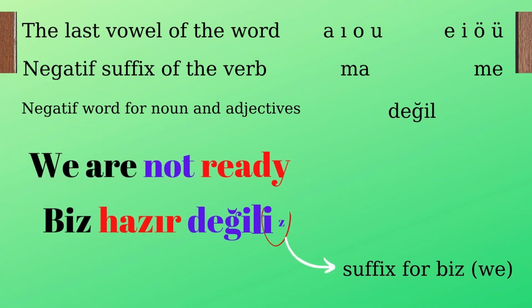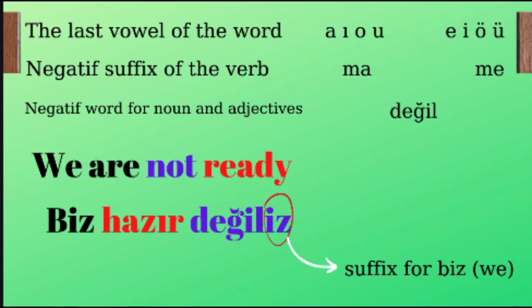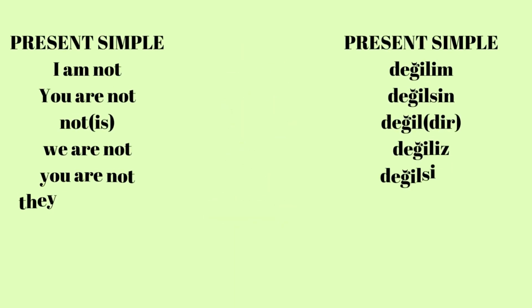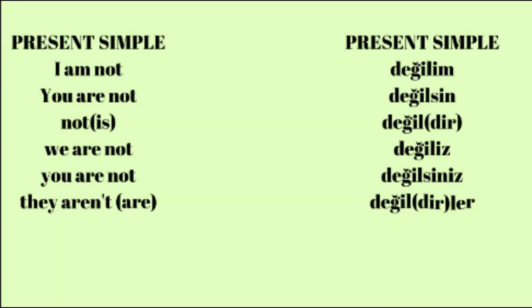We are not ready. Biz hazır değiliz. Biz is we. Hazır, ready. Değil, not. And iz is for the personal pronoun suffix. Here we have all noticed that the word değil will be conjugated with the suffix depending on the personal pronoun. So let's have a look. We will say değilim for ben. Ben değilim, sen değilsin, o değil or değildir, biz değiliz, siz değilsiniz, onlar değil or değiller.